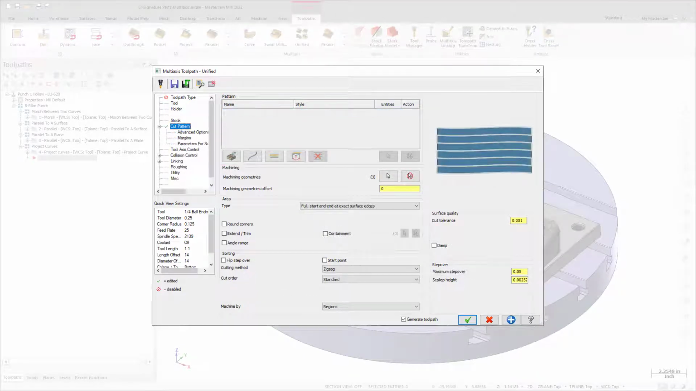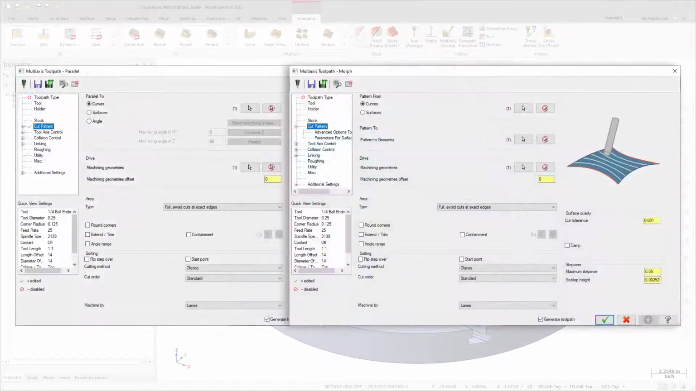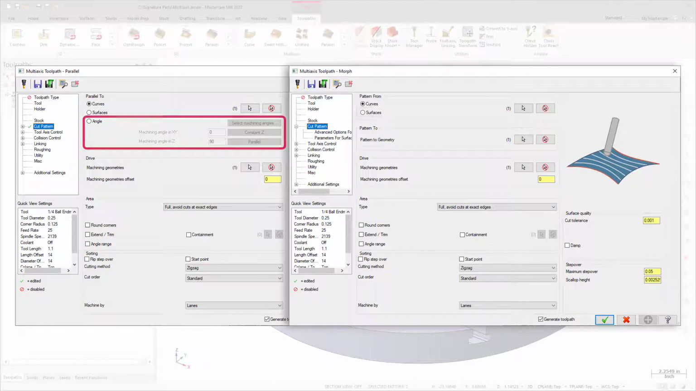Choose from 4 drive patterns: automatic, curves, surfaces, plane. The curve, surface, and plane patterns are similar to options in parallel or morph toolpaths, such as parallel to curve, morph between curves, parallel to surface, morph between surfaces, or parallel to a plane.